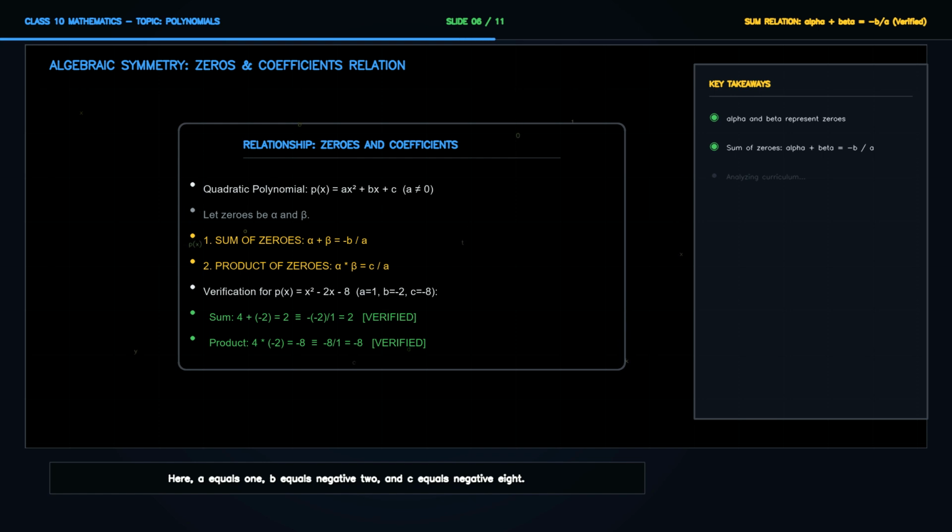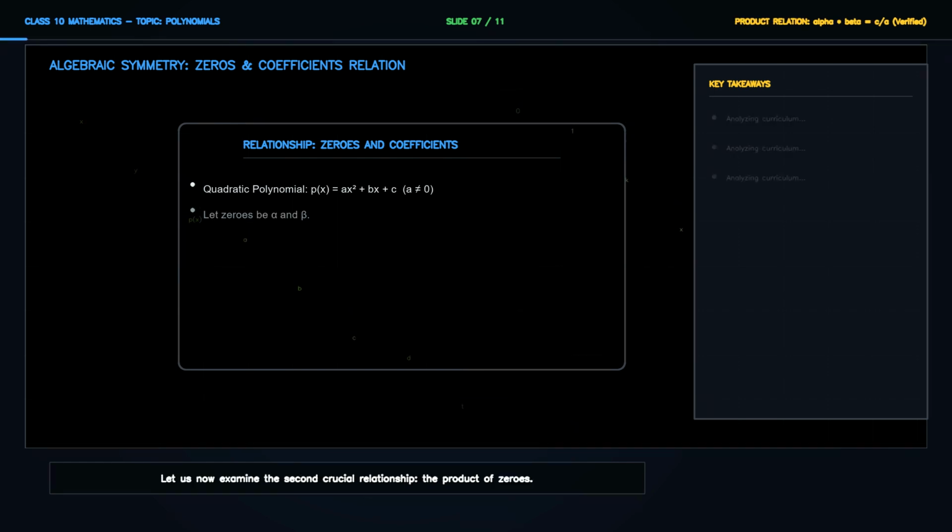Observing the algebraic verification dashboard on your screen, let us verify this relation for our polynomial x squared minus 2x minus 8. Here, a equals 1, b equals negative 2, and c equals negative 8. The zeros are 4 and negative 2. The sum of zeros is 4 plus negative 2, which equals 2. Using our coefficient formula, negative b over a equals negative of negative 2, divided by 1, which is 2. The match is mathematically perfect.